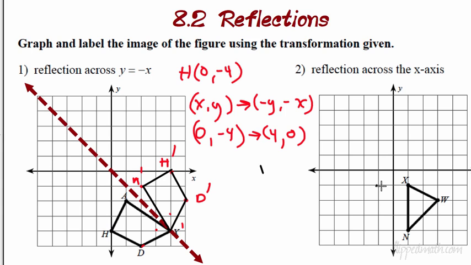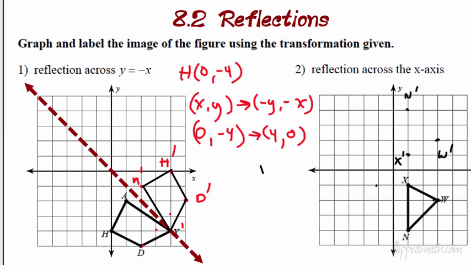How would this look? Reflection across the x-axis. Remember, the x-axis goes left to right. So X comes up to here. Let's write that in. Kelly's getting her all messed up today. W, 2, go 2 up, and N is 1, 2, 3, 4, so 1, 2, 3, 4. So we have to make sure they're labeled X prime, W prime, N prime. Take the line tool here.